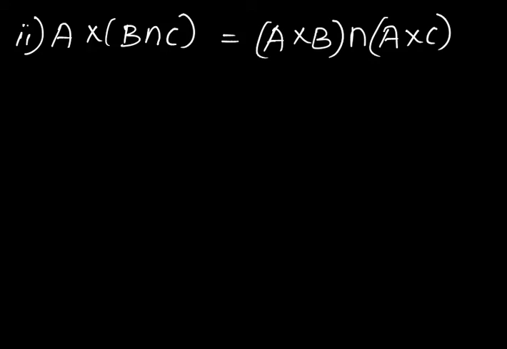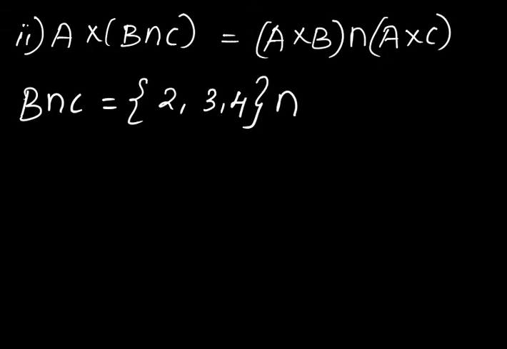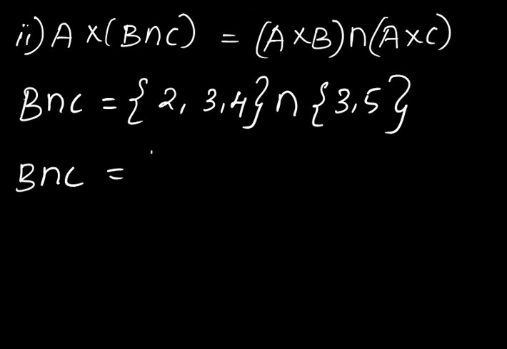A cross (B intersection C) is equal to (A cross B) intersection (A cross C). So first we'll start from LHS and we'll solve the bracket terms first. So B intersection C is equal to B value, set of 2, 3 and 4, intersection C value, set of 3, 5. So the common between B and C is the element 3. So B intersection C value is set of 3.